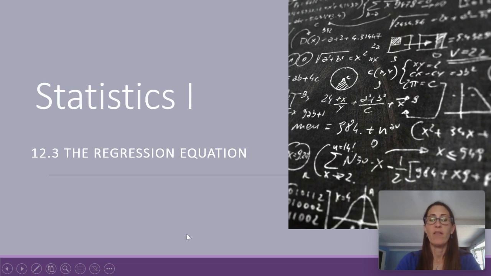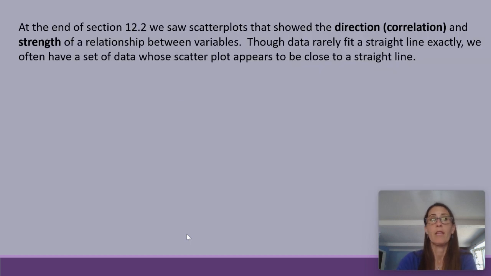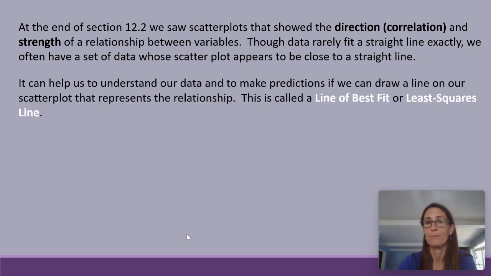This video is going to cover section 12.3 on the regression equation. So at the end of the last section, we saw scatter plots that showed the direction or the correlation and the strength of a relationship between variables. And though data rarely fit a straight line exactly, we often have a set of data whose scatter plot appears to be close to a straight line.